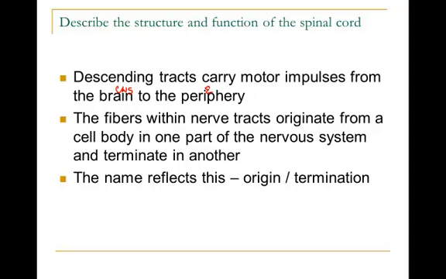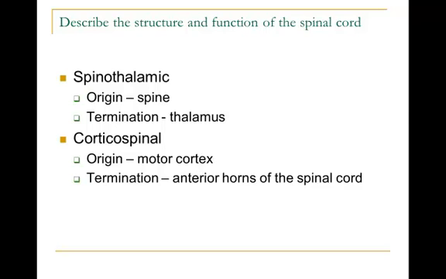The fibers within the nerve tracts originate from the cell body in one part of the system and terminate in another. So when a tract is either going up or coming down, it starts somewhere and ends somewhere. When we name some of these tracts, and we're not going to name them all, we name them by origin and termination. So the first part represents where it starts, and the second represents where it ends. Taking a look at this, you'll see that makes sense.